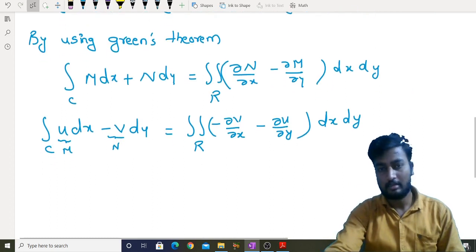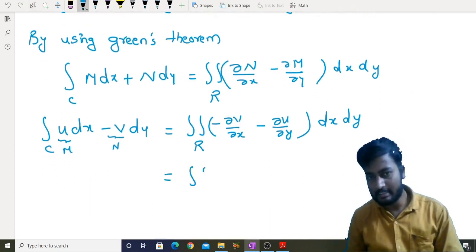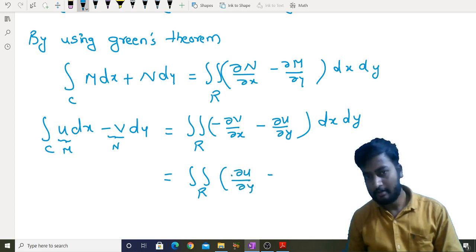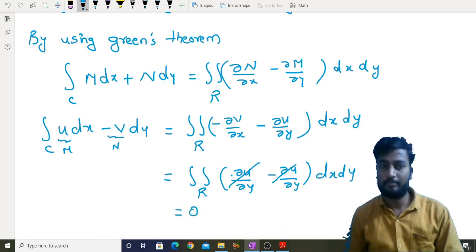Then since f of z is analytic, it satisfies the CR equations. So what is dou v by dou x minus dou u by dou y? Using the CR equations, this can be written as dou u by dou y minus dou u by dou y, dx dy. So this is nothing but equal to 0, right?